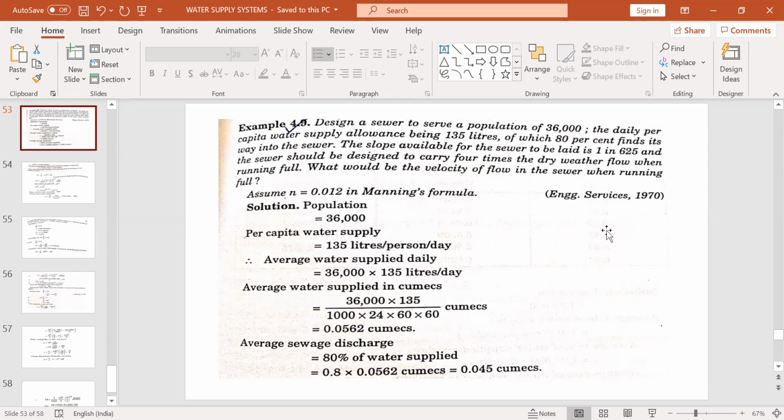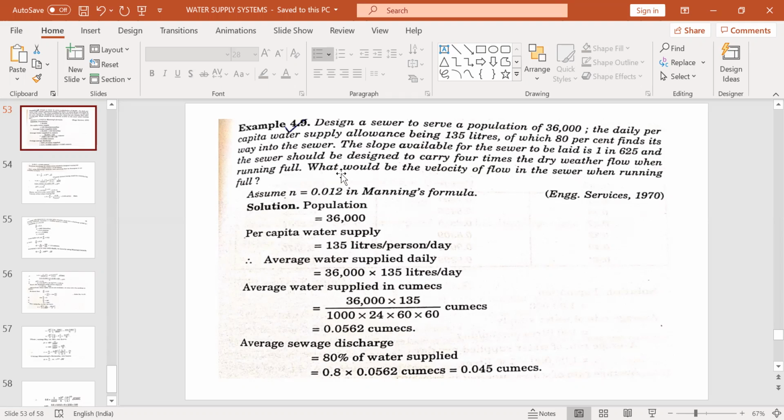Now, this problem reads as: design a sewer to serve a population of 36,000. The daily per capita water supply allowance being 135 liters, of which 80% finds its way into the sewer. The slope available for the sewer to be laid is 1 in 625, and the sewer should be designed to carry 4 times the dry weather flow when running full. What would be the velocity of flow in the sewer when running full? So this is the question.